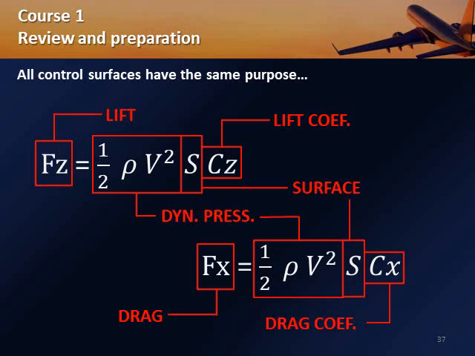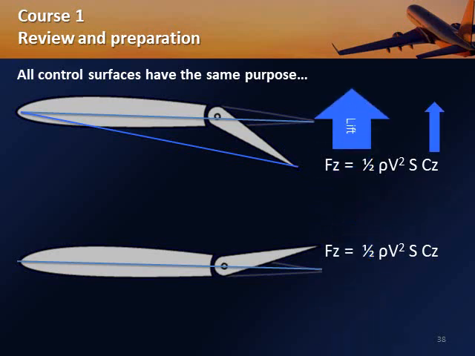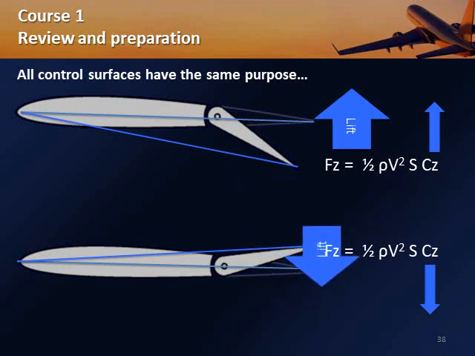In this case here, you can see that the first formula, the top one, will increase lift. You can actually increase lift by lowering the aileron. And if you raise the aileron, you will actually decrease the lift. So lift goes down.